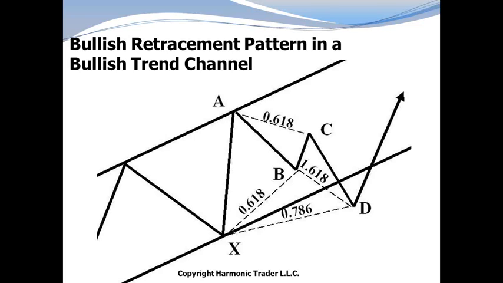Bullish retracement pattern in a bullish trend channel. Typically we'll see a well-established trend channel and then see some type of retracement, again with an ABCD component, but more of a defined retracement pattern that occurs at or just below the lower support constraint of the trend itself.